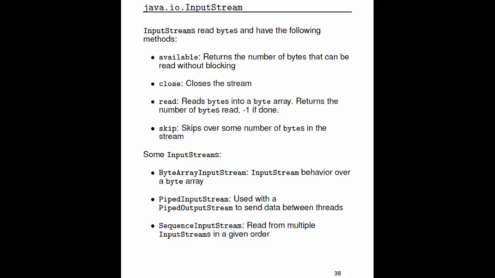The examples of the input stream mirror the examples of the output stream. So there's a ByteArrayInputStream for reading bytes from a byte array in memory. The PipedInputStream goes to the PipedOutputStream. And there's also a class called SequenceInputStream, which is used for reading multiple input streams in some order. So let's say that you've got a very large piece of data that's spread over multiple files. You can create a SequenceInputStream over all of those files that would make it look like it was just one big continuous input stream.